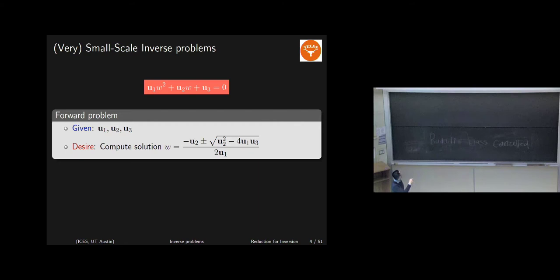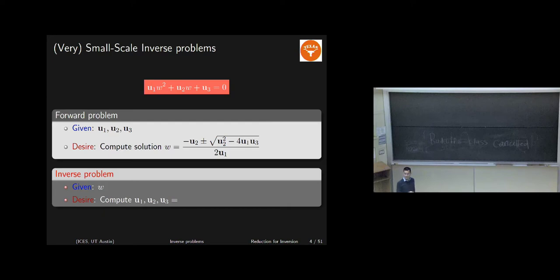What do you ask for? You ask for a solution, and everybody knows this formula. So if I give you A, B, C, or U1, U2, U3, you should be able to get a solution. That's a forward problem. Everybody knows it from high school, or middle school. But the thing that you haven't seen, perhaps, is the inverse problem.